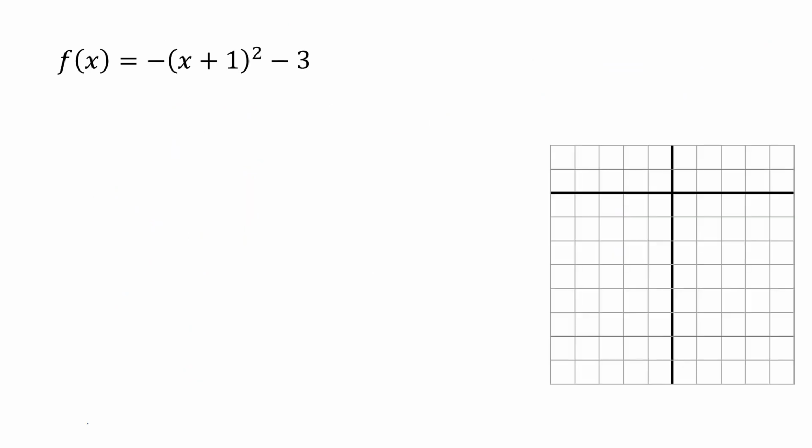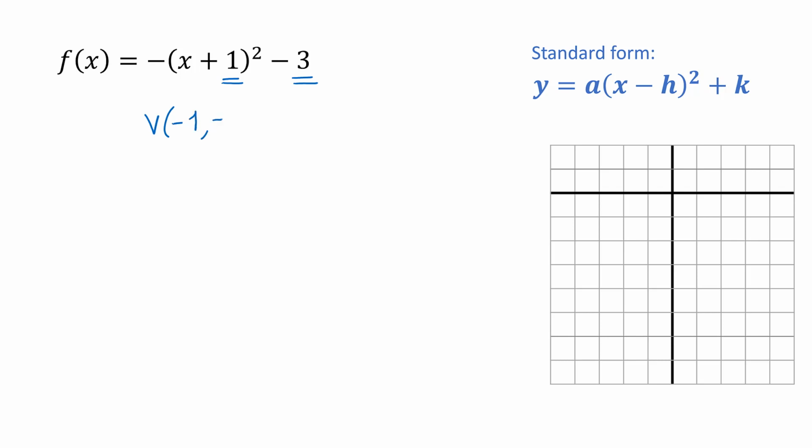We now have the equation minus x plus 1 squared minus 3. But since this equation is already written in standard form, we only have to identify its key parts. We need the vertex. Remember that we get it by this number and that number. So the vertex is minus 1, comma, minus 3.